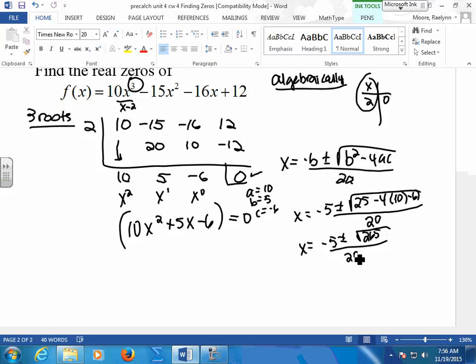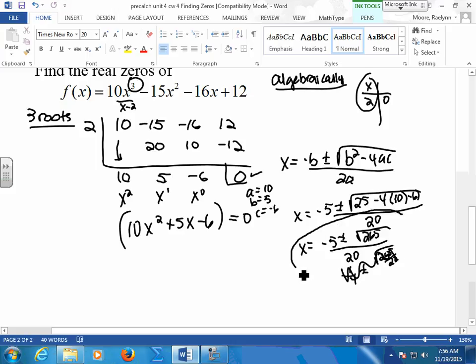If you wanted to, you could separate them and make them negative 1 over 4, plus or minus radical 265 over 20, but I wouldn't waste my time doing that, because nothing cancels out. So I would leave it like this. Do not cross out the negative 5 and the 20. So those are 2 roots.